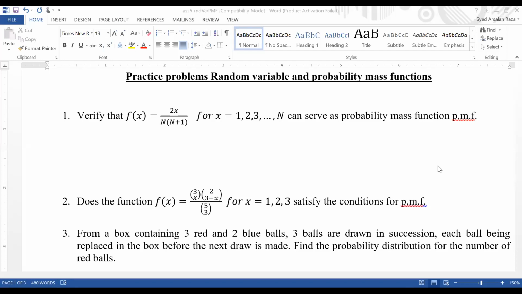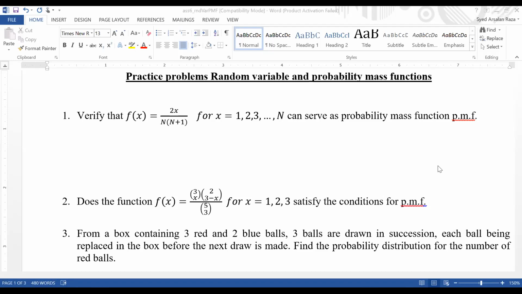In problem number 1, a function is given to you and a variable x is there. You can see that this variable x is an integer variable. As well, in problem number 2, another function is given to you, and you can see that this function has the values of the variable as 1, 2 and 3.